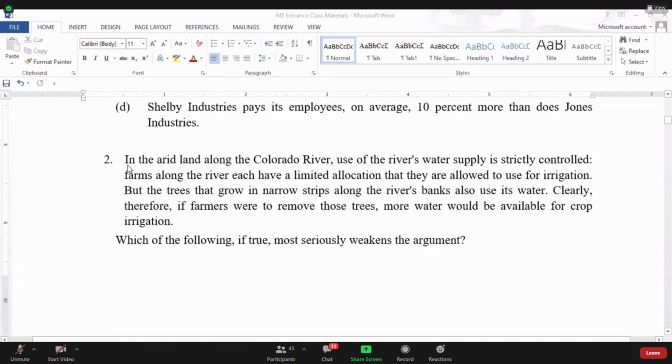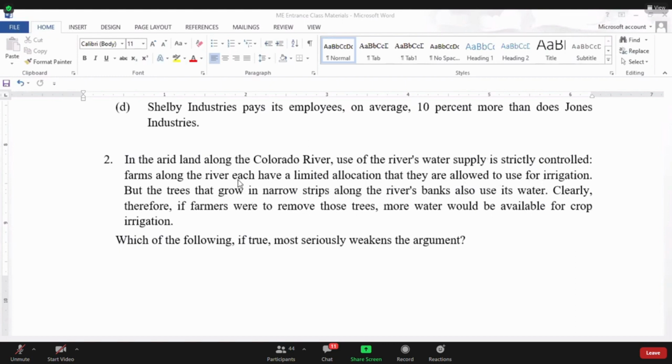Here in the arid land along the Colorado River, arid means dry land. Along the Colorado River there is dry land. In that land, use of the river's water supply is strictly controlled. It means there is not enough water supply. Farms along the river each have a limited allocation. They are allowed to use for irrigation.